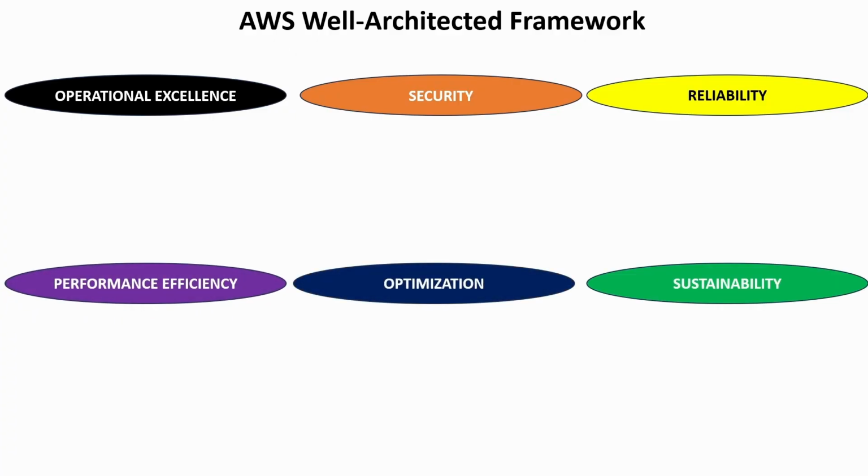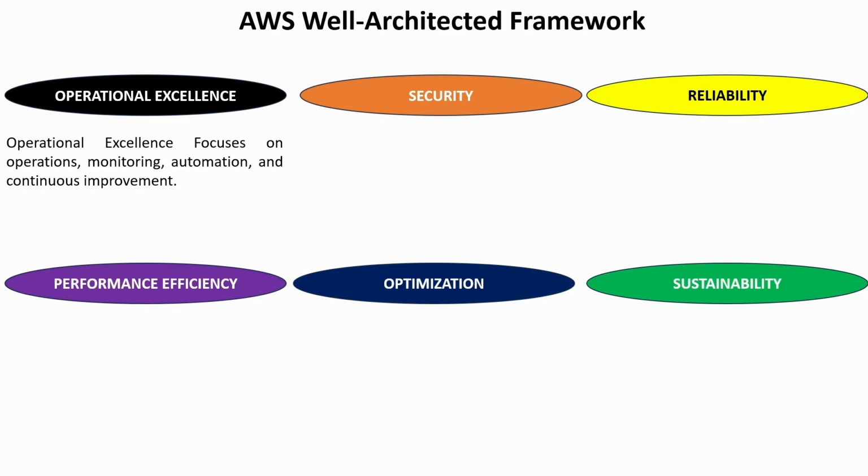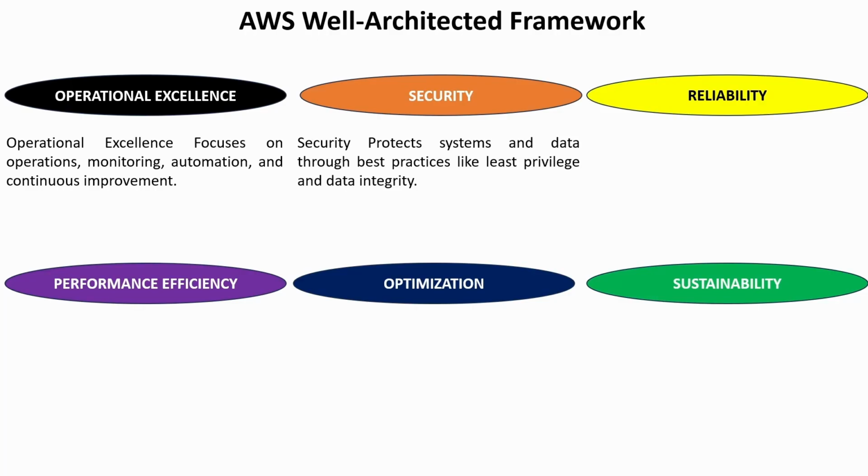If we talk about operational excellence, this is about continuous improvement. If you can automate a task, do it. Operational excellence focuses on operations, monitoring, automation, and continuous improvement. Next up is security. This is the guard dog pillar. Lock the doors, use the principle of least privilege, and protect the data. Security protects systems and data through best practices like least privilege and data integrity.